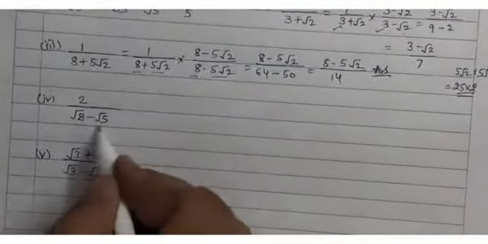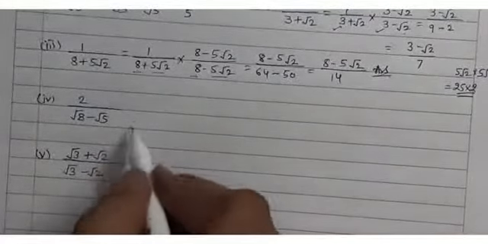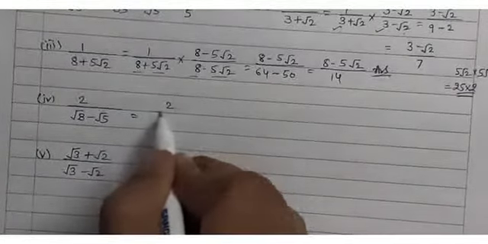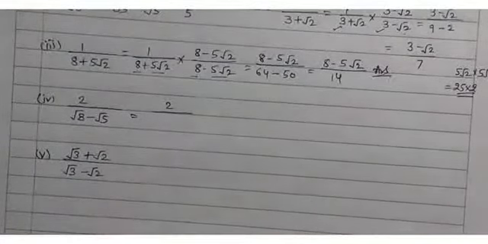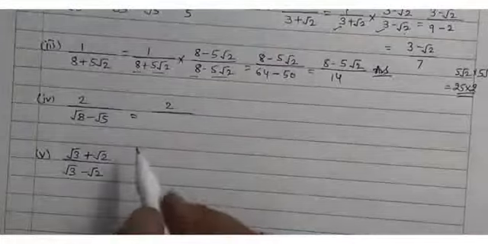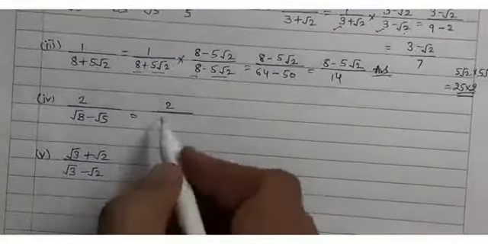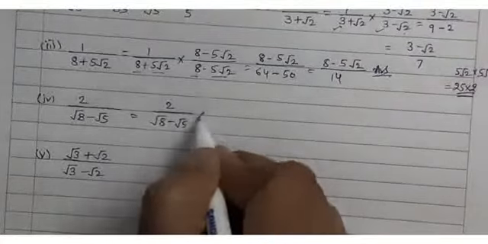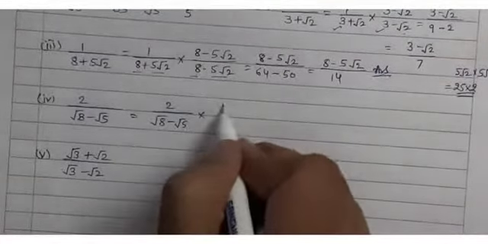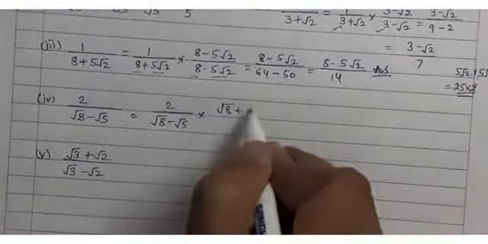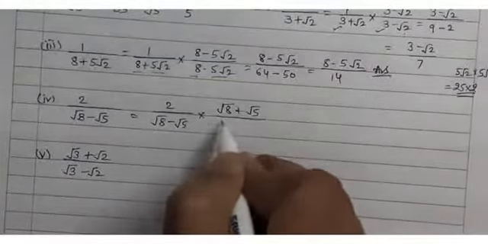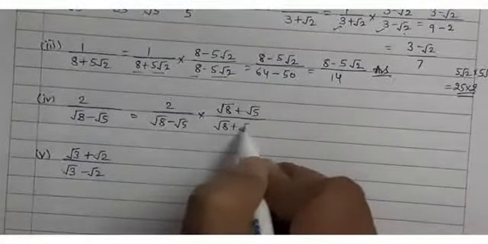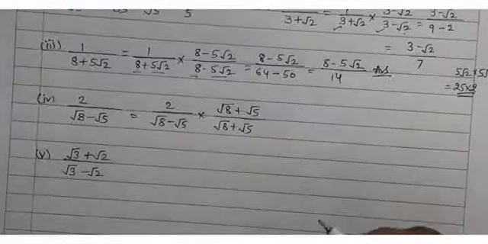2 upon under root 8 minus under root 5. So 2 is already here, and root 8 minus root 5 it is, no? So write as it is this. And what you have to find? Its rationalizing factor. This is under root 8 plus under root 5 upon root 8 plus root 5. Multiply and divide by both.